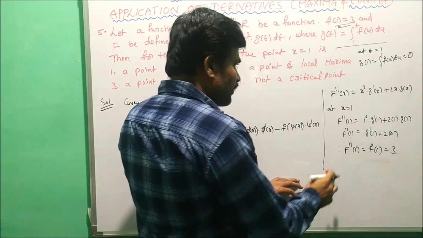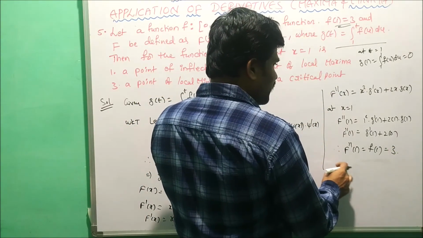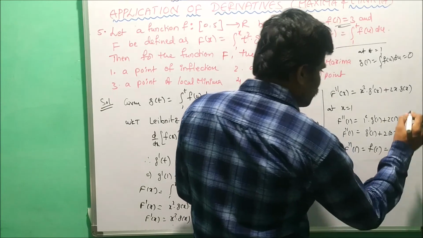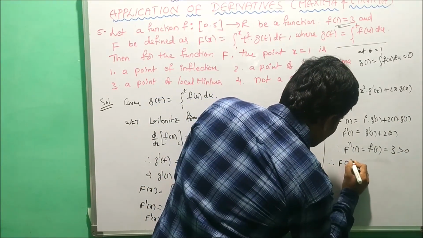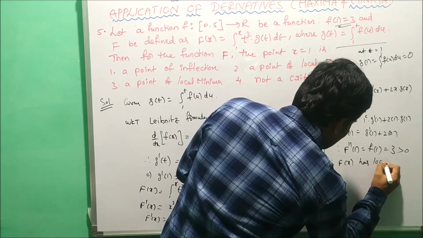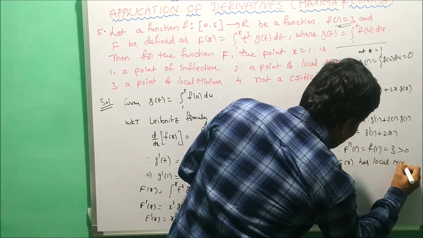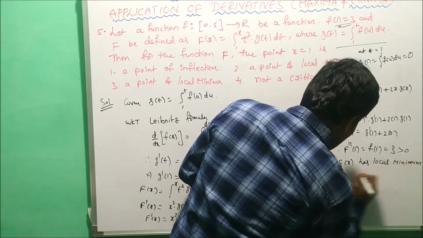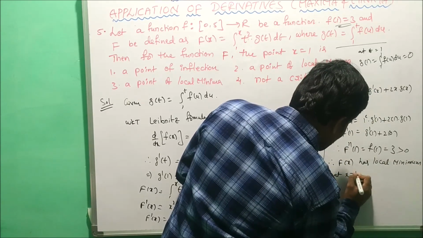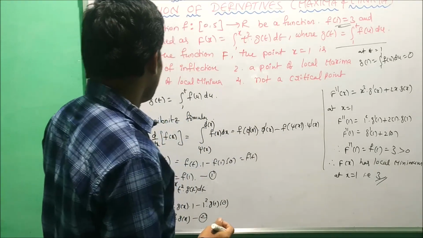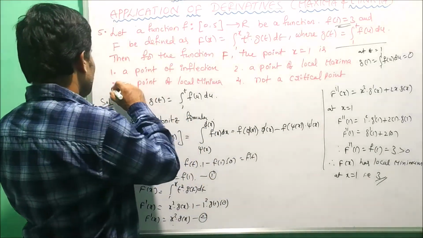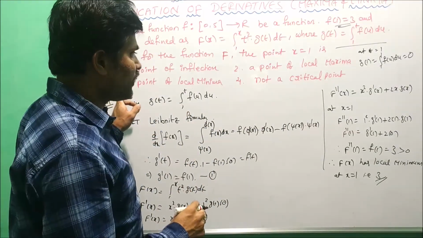Now here we observe at x equal to 1, the second derivative is positive. That means F of x has a local minimum at x equals 1. So which is in option 3. Third option is the right answer.